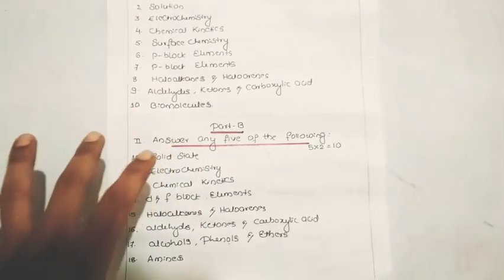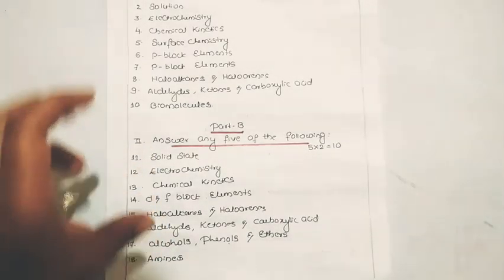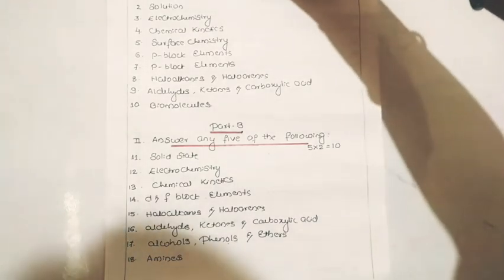Out of 8 questions, you have to be very thorough, whether organic or physical, so that you can plan it and answer 5 questions very easily. So this is about part A and part B.